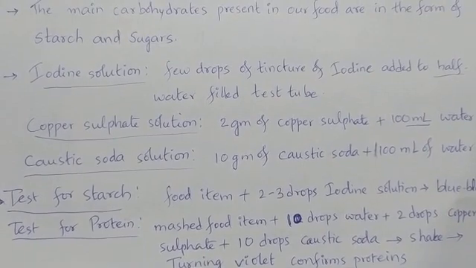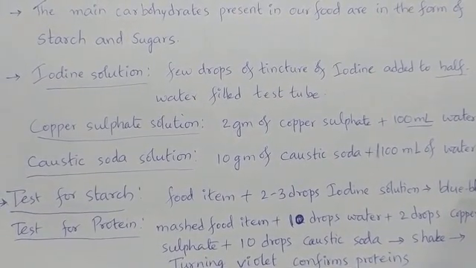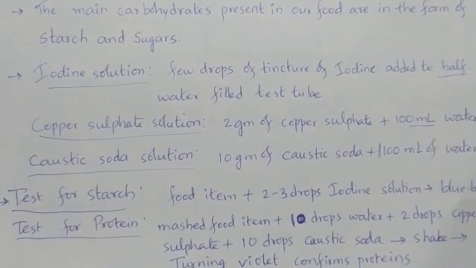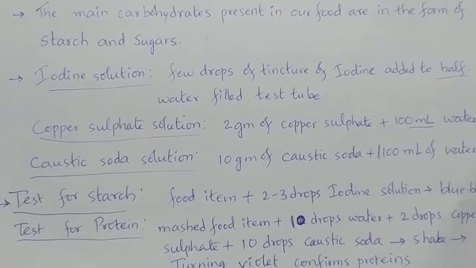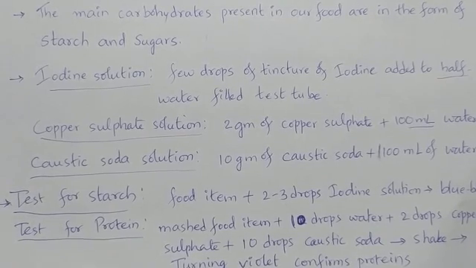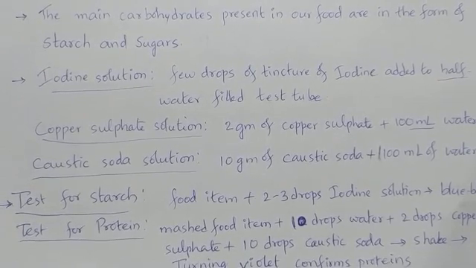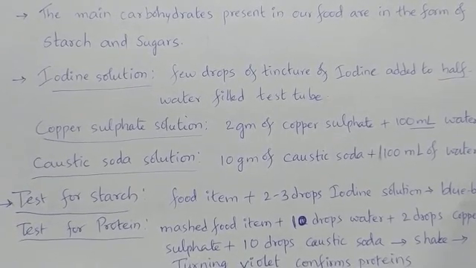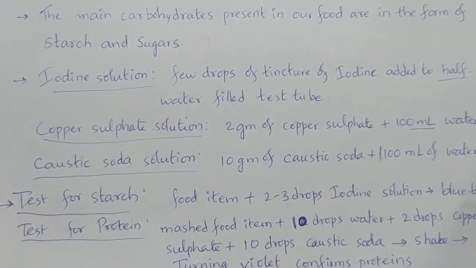Copper sulfate solution. You need to take 100 ml of water, to which you have to add 2 grams of copper sulfate. So adding 2 grams of copper sulfate to 100 ml of water and shaking it thoroughly will give you copper sulfate solution. Next, caustic soda solution.